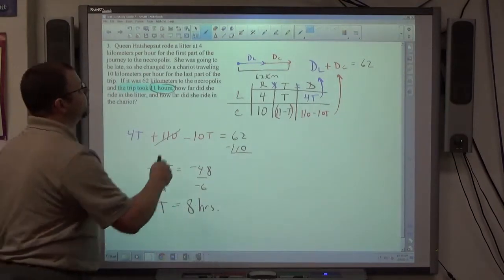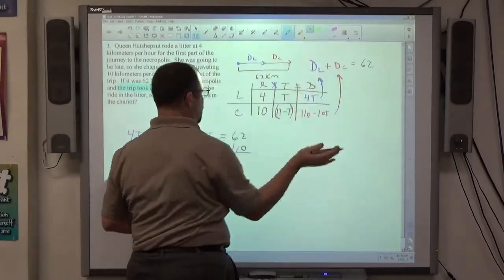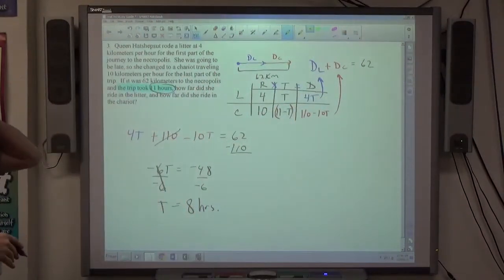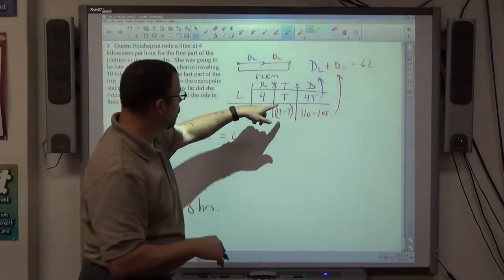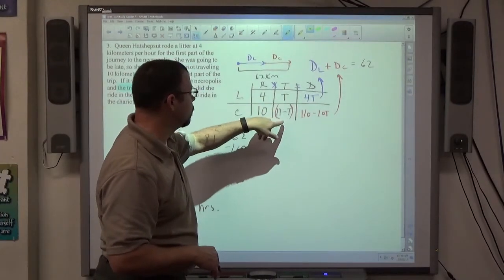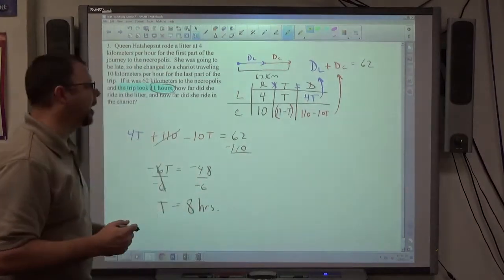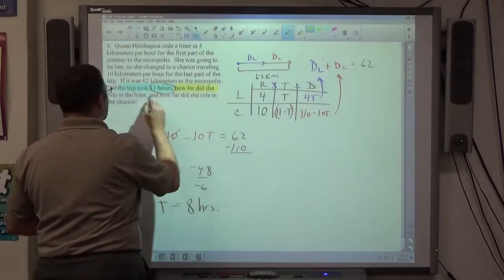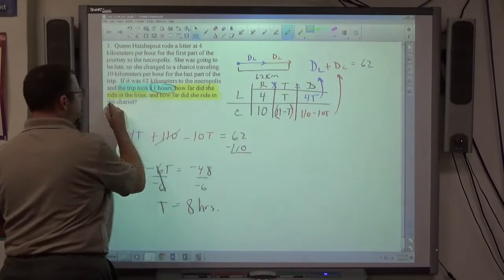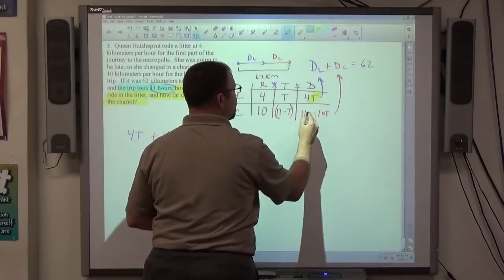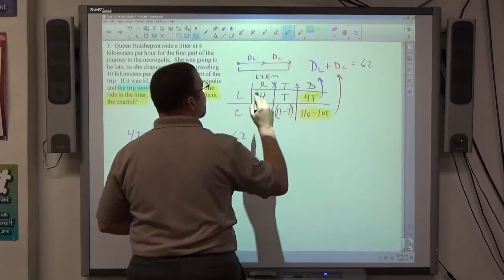The question, and again, all these problems always boil down to the question being asked. There's 4 things I don't know. I don't know how long she rode in the litter, don't know how long she rode in the chariot, don't know how far she rode the litter, how far she rode the chariot. Those are the 4 things they might ask for. How far did she ride in the litter and how far did she ride in the chariot? They're asking us for the distances of both of these things. That's what they're asking us for.